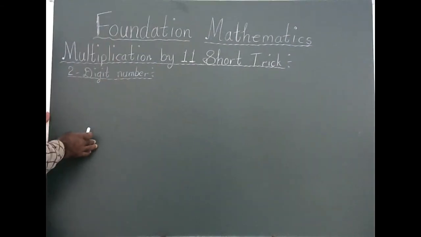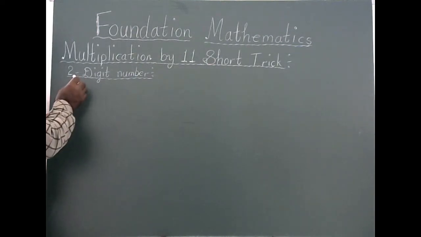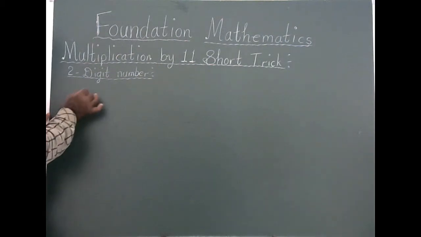In mathematics, how should we multiply by 11 a 2-digit number, 3-digit number, 4-digit number, or 5-digit number? You can easily multiply by 11. Now first, the 2-digit number. Take any 2-digit number, for example, 25.